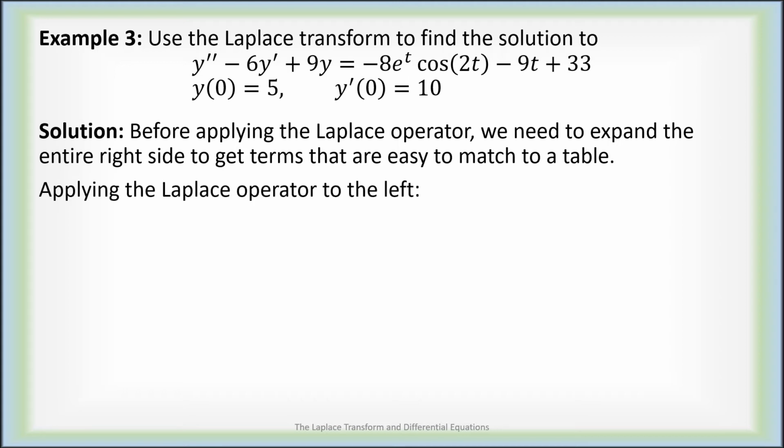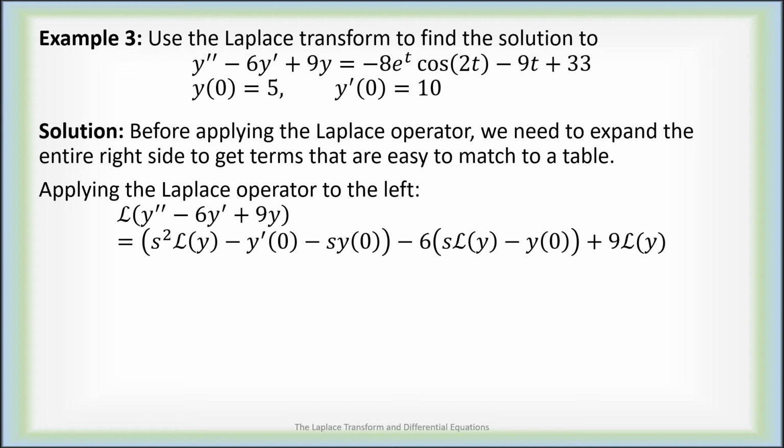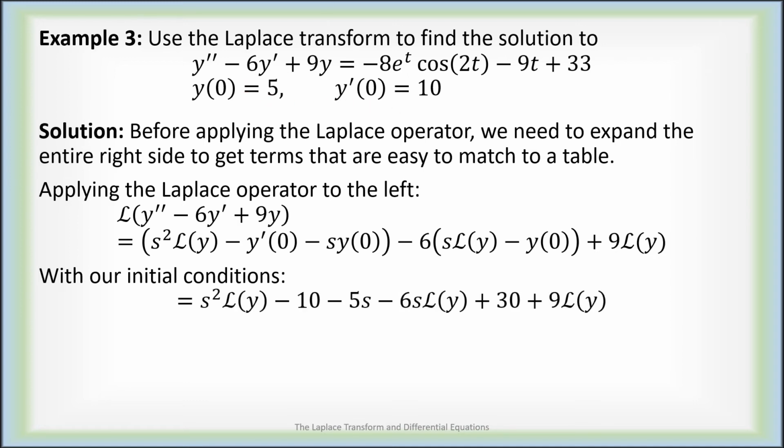Applying the Laplace operator to the left, we get L of y double prime minus 6L of y prime plus 9L of y. With our initial conditions that y of 0 is 5 and y prime of 0 equals 10, we can simplify this a little bit to just get s squared L of y minus 10, since y prime of 0 is 10, minus 5s, minus 6s L of y. This y of 0 being 5, this would distribute out to be a plus 30, plus 9L of y.